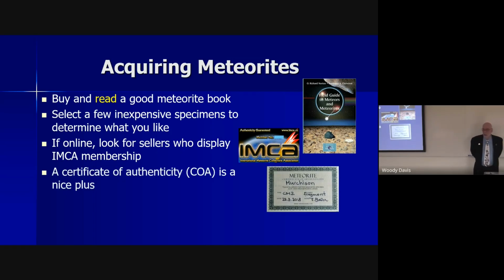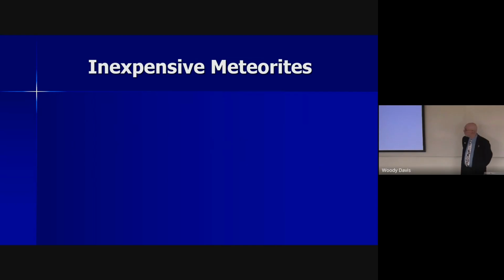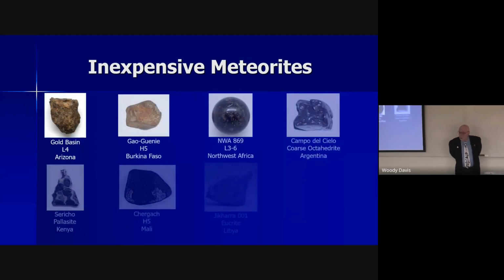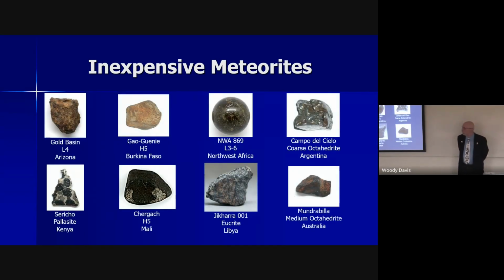And if you're buying meteorites, if the seller is offering a certificate of authenticity or COA, that's a really nice plus and something that's worth making sure you get. Got some samples of some relatively inexpensive meteorites that you can look up. Again, many of these are sold on eBay, and they have different types.